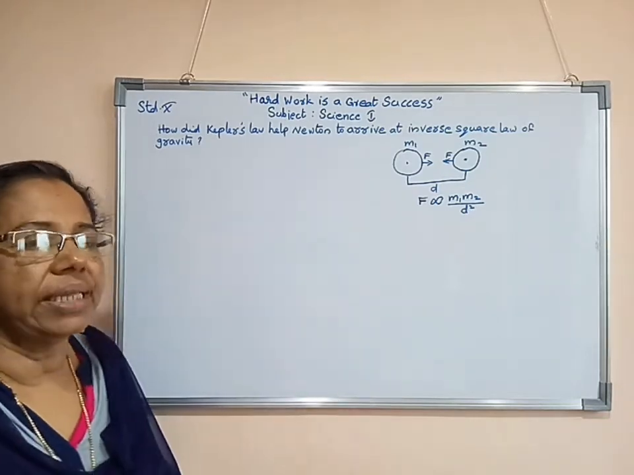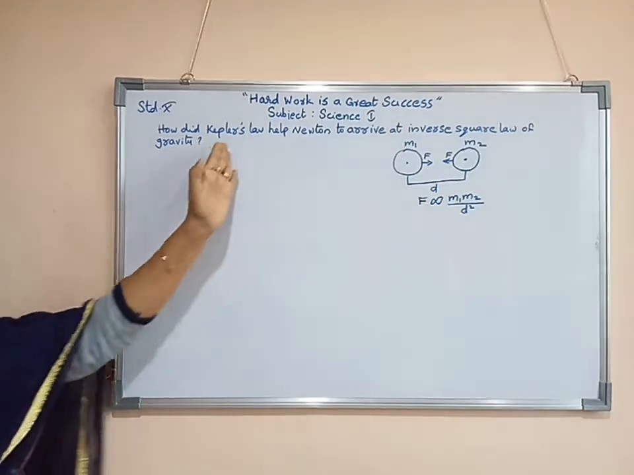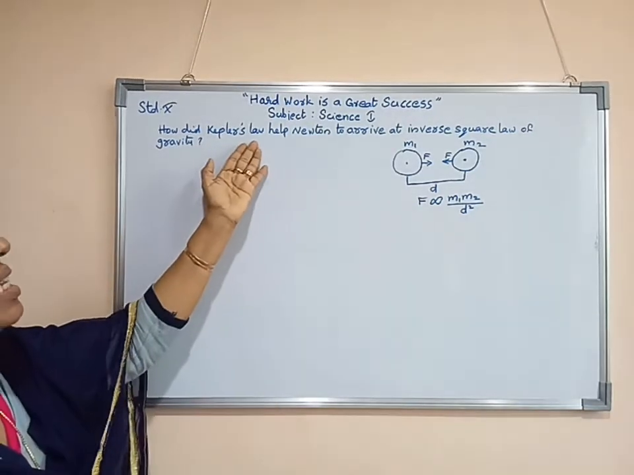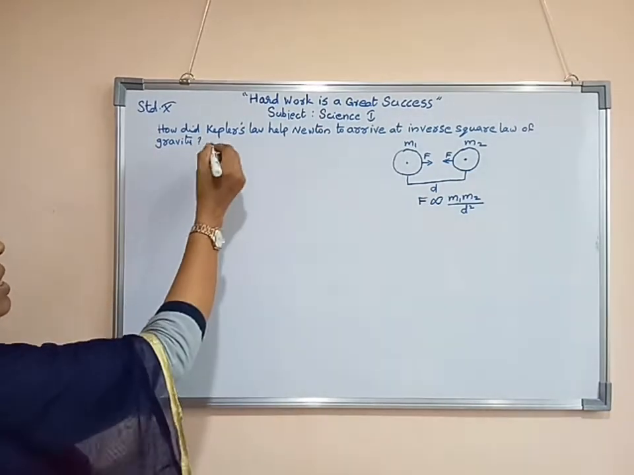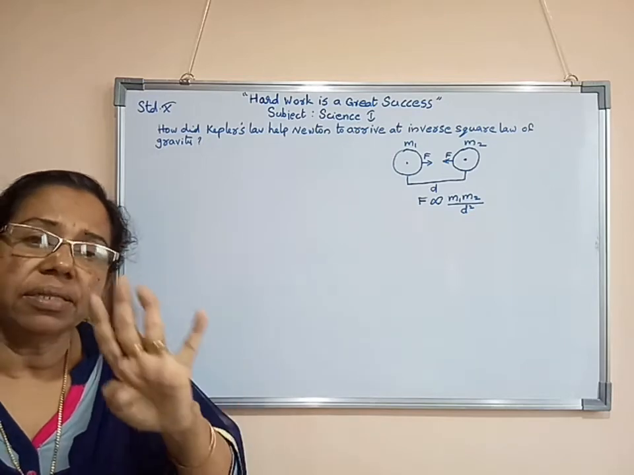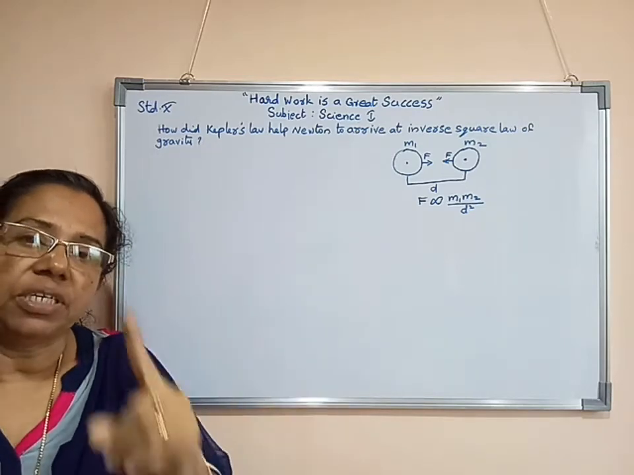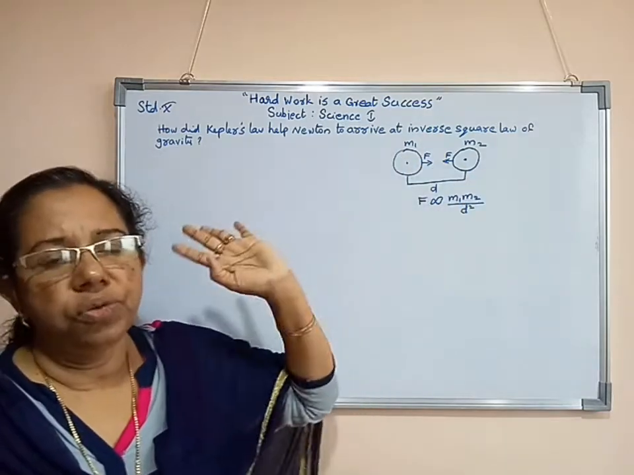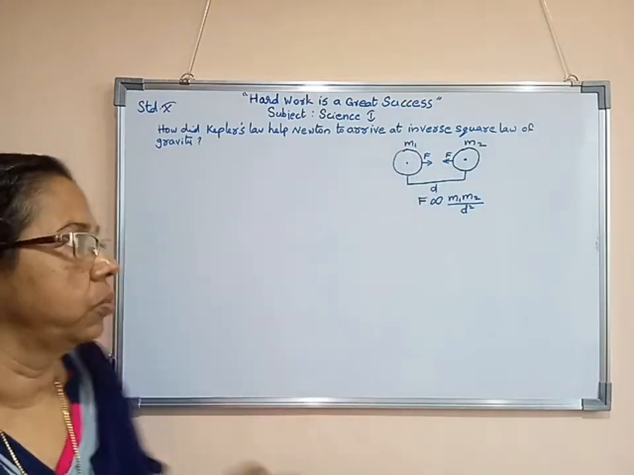For doing that, first we will go again to Kepler's law. Which law? Kepler's third law. Here we are going to study how Kepler's third law helped. Kepler made three laws. Out of them, Kepler's third law helped for deriving this law. Which law? Inverse square law.